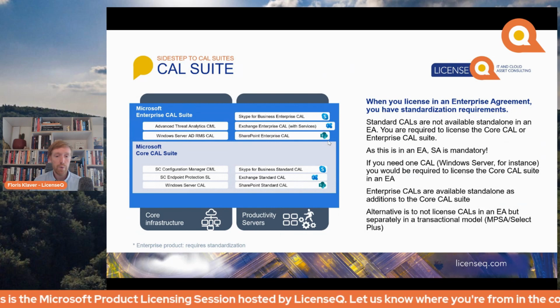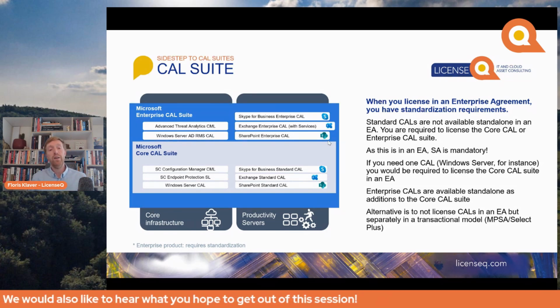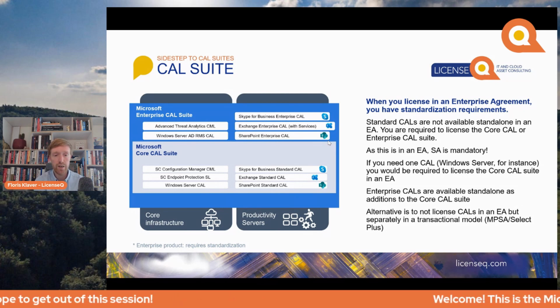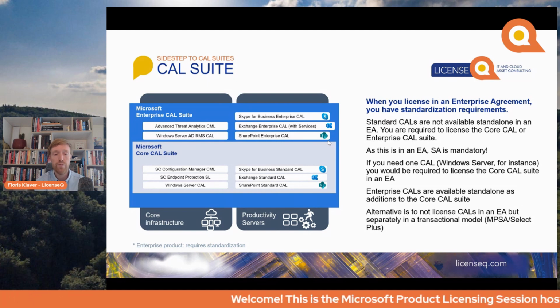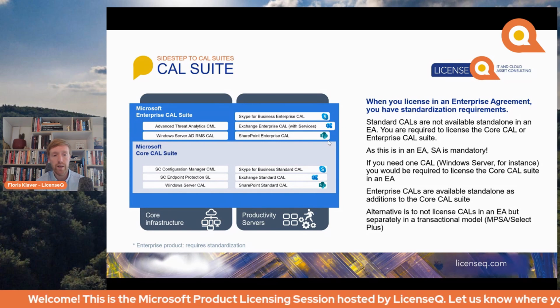A very important part of procuring in an enterprise agreement is that you have these standardization rights, and I already called them out for Windows operating system and for Office Professional Plus. But an additional standardization license is what Microsoft calls the Client Access License Suites, and they have two flavors: a core Client Access License Suite and an Enterprise Client Access License Suite. And it basically states the difference in its name.